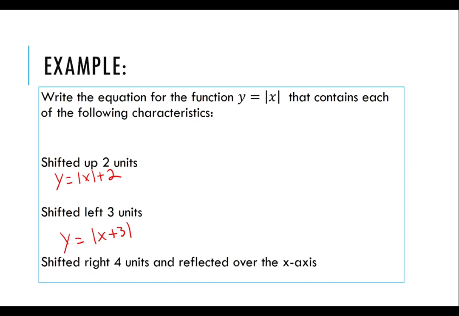Then if I want to shift the function right 4, and I want to reflect it over the x-axis, 2 things have to happen. First off, I know that shifted right 4 units, that's inside the function. So y is going to be equal to the absolute value of x, right 4 is really minus 4. But if it's reflected over the x-axis, that's a vertical reflection. This is going to have a negative on the outside. So my y equals negative absolute value of x minus 4.